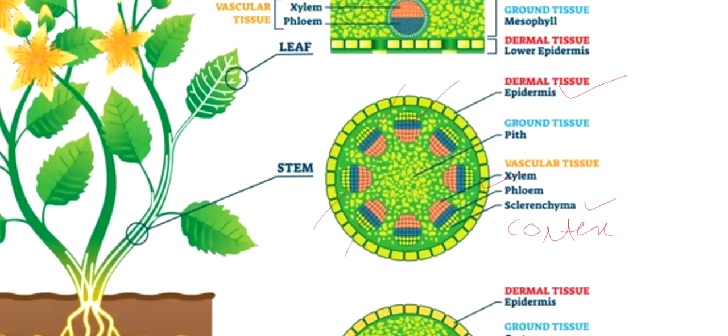So xylem and phloem tissues collectively called vascular bundle, and these vascular bundles are arranged in the form of circle here in the stem. So this is the difference between stem and the leaf. At the top, you will see that in the leaf, vascular bundles are arranged one in the center, but here in the stem, they are in the form of circle.